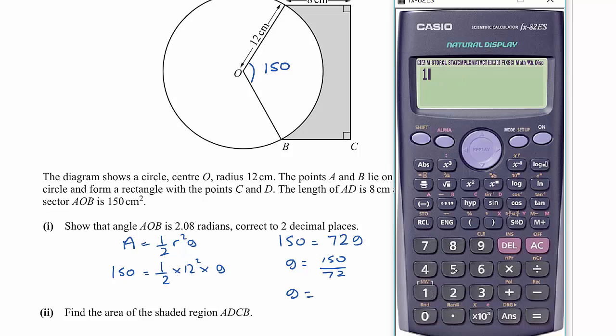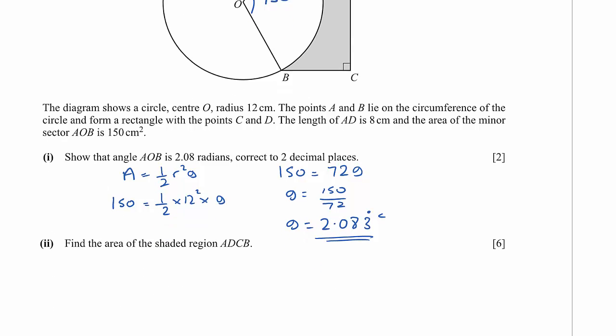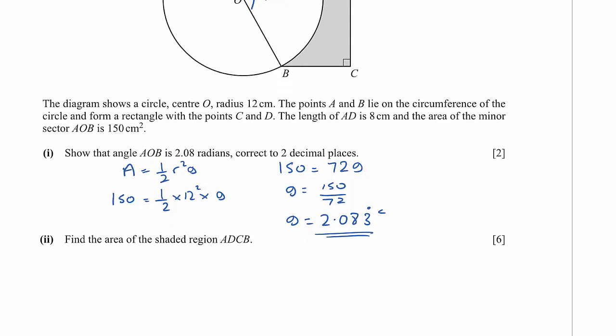So 150 divided by 72 is 2.083 recurring radians. We don't actually need a mark for radians. Radians are just numbers. But I sometimes use a C.